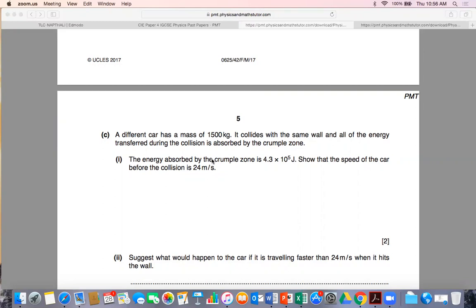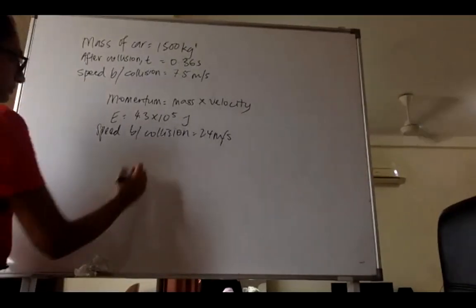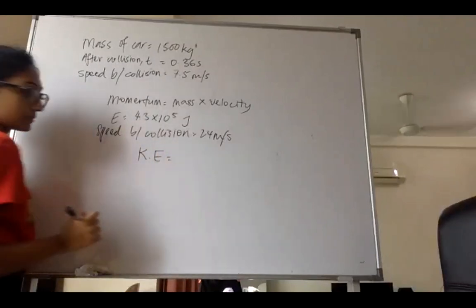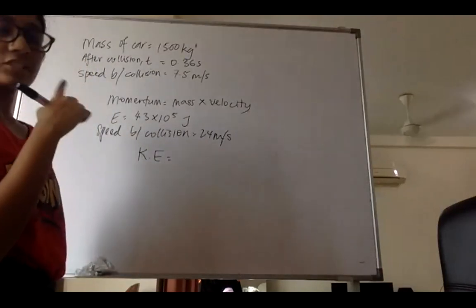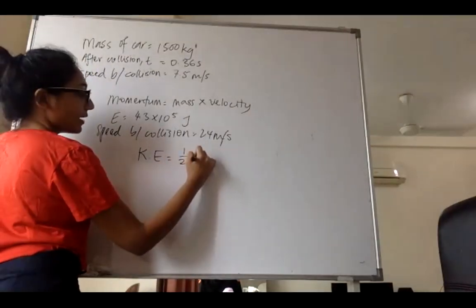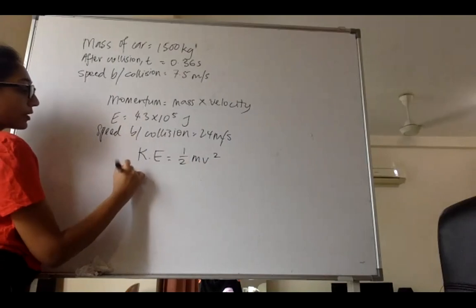Before it collides, the car is moving. When the car is moving, what type of energy is it? Kinetic energy. What is the formula for kinetic energy? Not E times m times g, we'll learn that later, but I did mention kinetic energy before in one of the revision classes. Half mv squared.